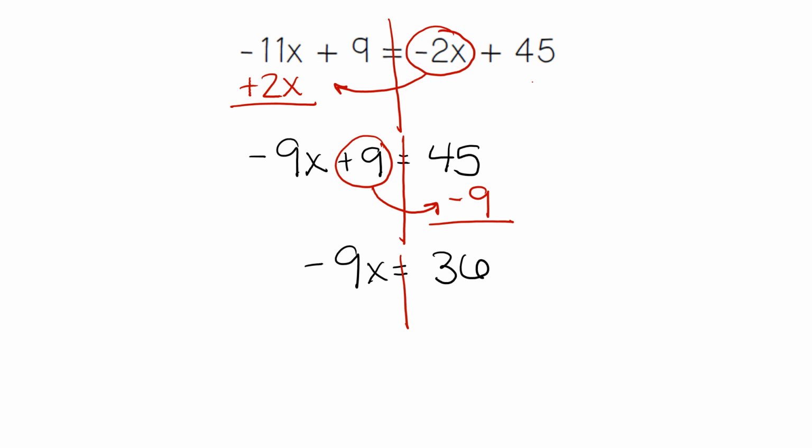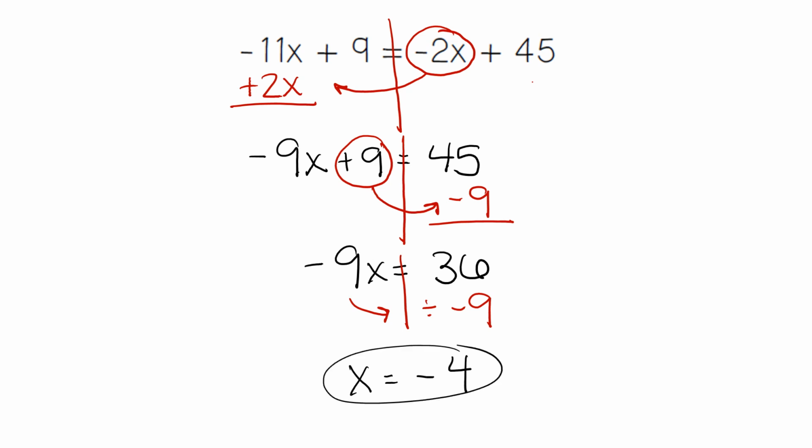And our last step is to divide. We divide by our negative 9. 36 divided by 9 is 4. It's a negative 9, so it's a negative 4. X equals negative 4 is our final answer.